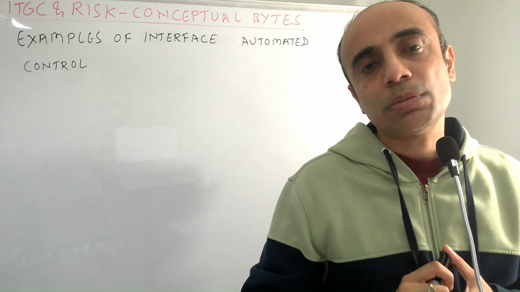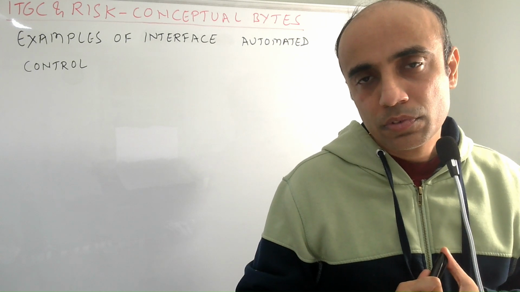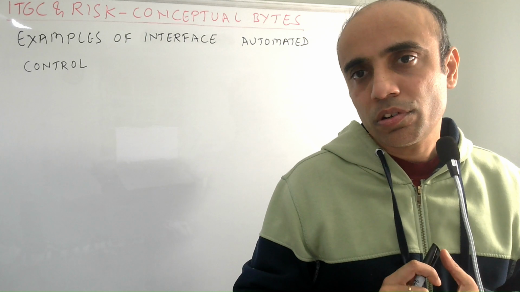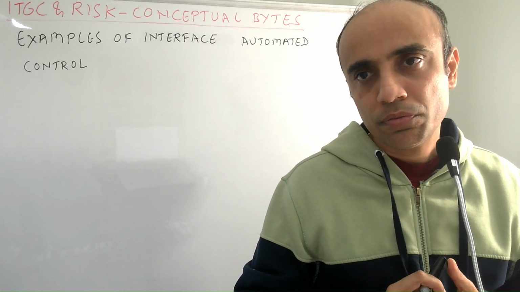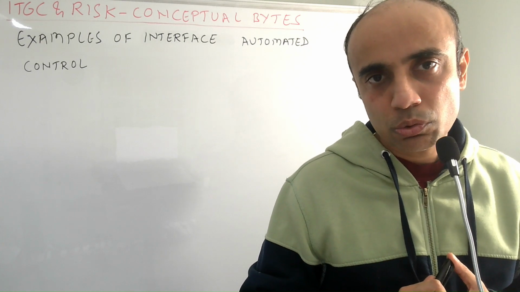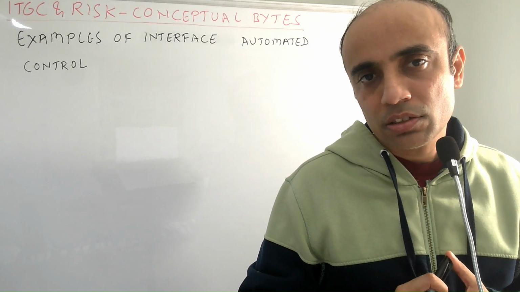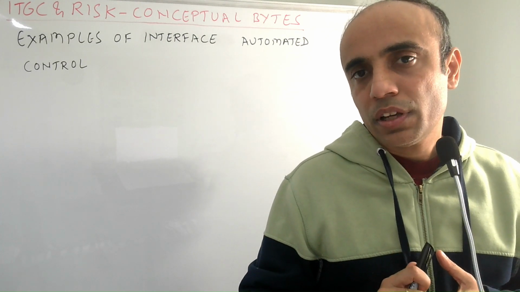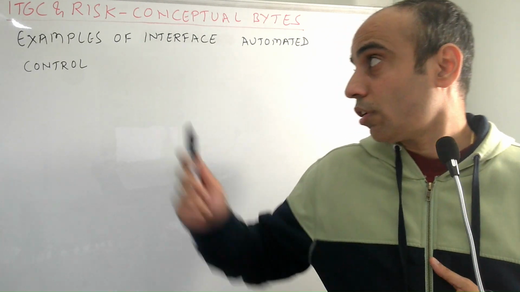Friends, as part of the Conceptual Bytes series, I'm covering more in-depth real-life business examples of each of the 5 common types of automated controls, and today in the series we'll cover the examples of interface IT application or automated controls.